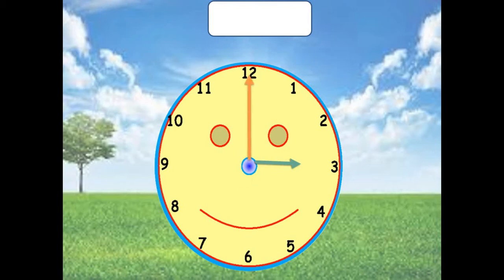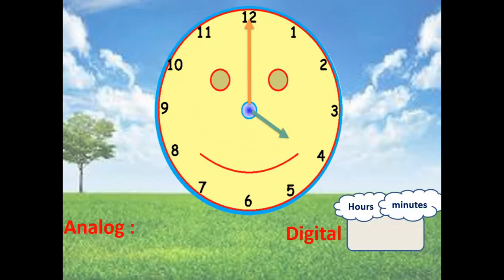As we said before, the long hand points at minutes and the short hand points at hours. So, when the long hand points at 12, we say it in the analog clock, o'clock, and in the digital clock it means 0 minutes. So, how do we read this clock?